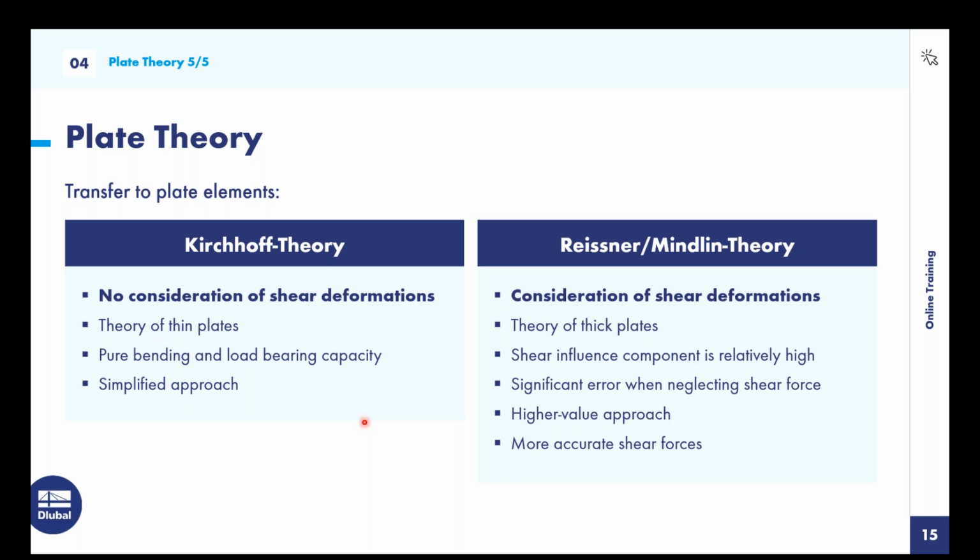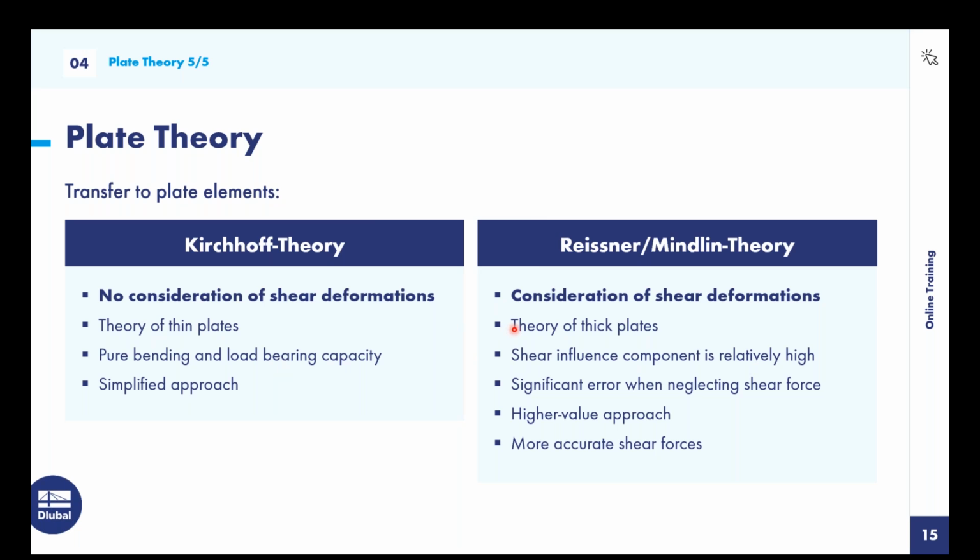Whereas the Reissner-Mindlin theory is great for use with thick and thin plates. The reason for this is that we do consider shear deformations, and you have to take into consideration that the shear influence component is relatively high. If you're neglecting shear forces, you're going to have a significant error. This is a high value approach and increases the accuracy of your shear forces. In my opinion, the Reissner-Mindlin theory is what you should be using all the time, but it's good to know the difference between these two theories.